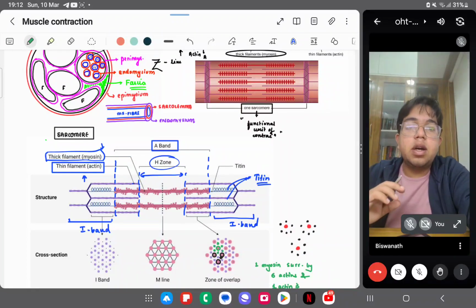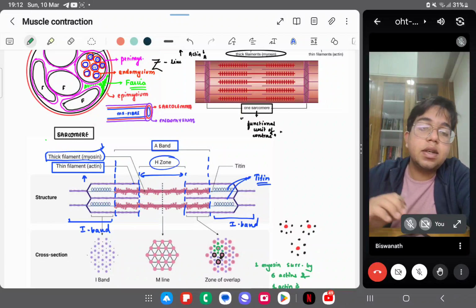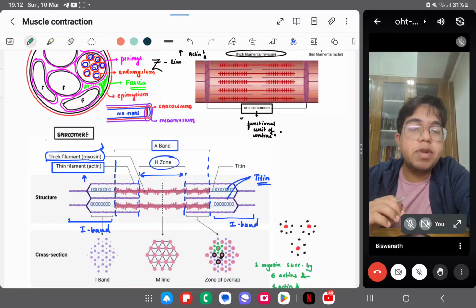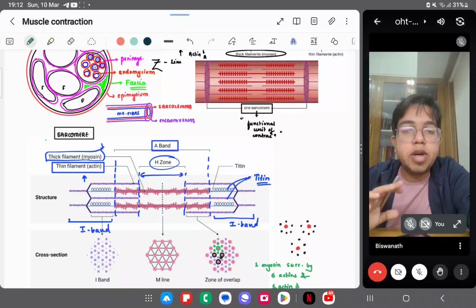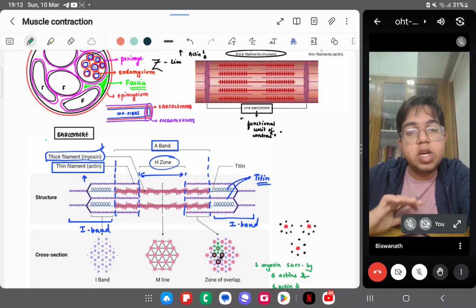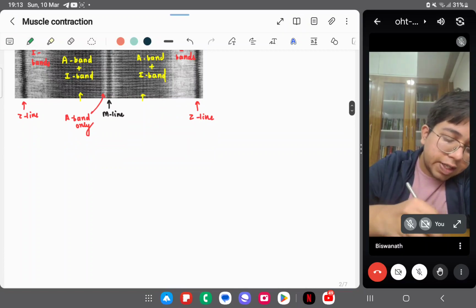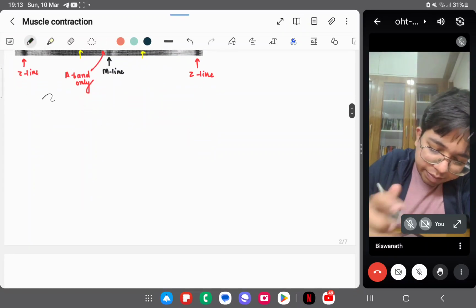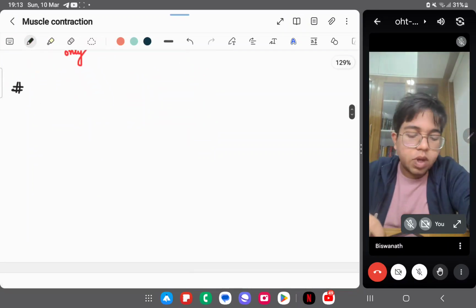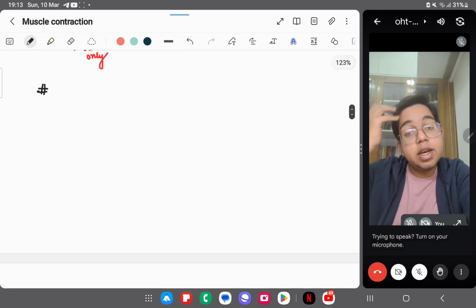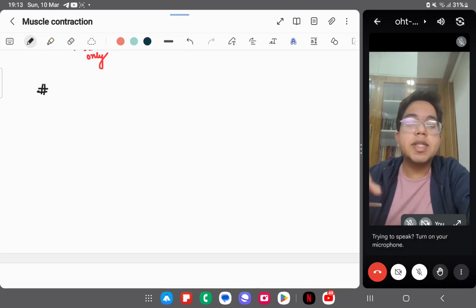Let's start discussing another thing. Actin and myosin are done. We'll see how F actin is formed, and the troponin and tropomyosin concepts. Okay, so just focus here. We discussed actin and myosin, but there are more proteins that are used in muscle contraction.